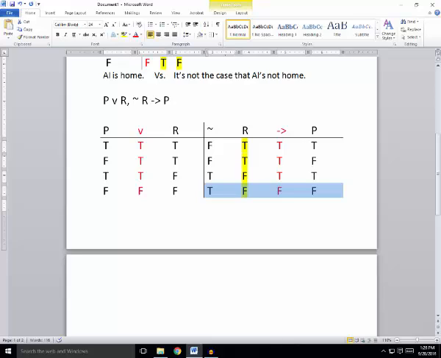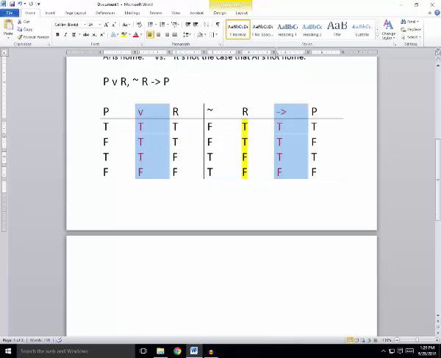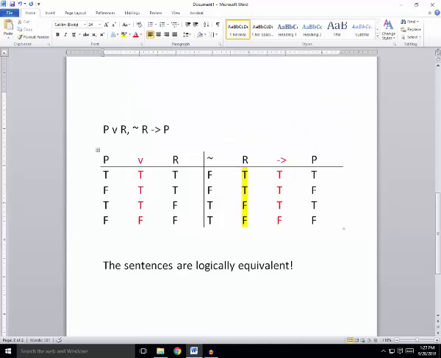So now I have the final result for the sentence on the left, I have the final result for the sentence on the right, and I just compare the two. Are they the same on every assignment? Yes, they are. True, true, true, false. So these sentences are logically equivalent. And that's a result that I bet you didn't just expect right away when you're looking at those two sentences, that P or R turns out to be the same thing as not R, if not R, then P.